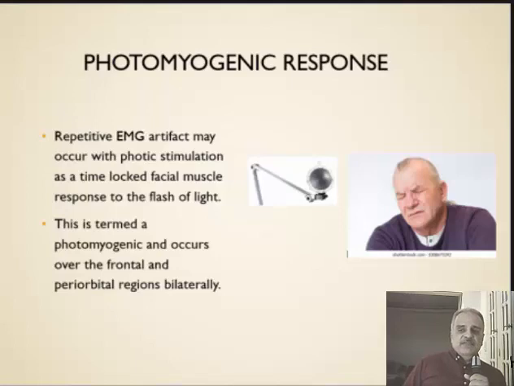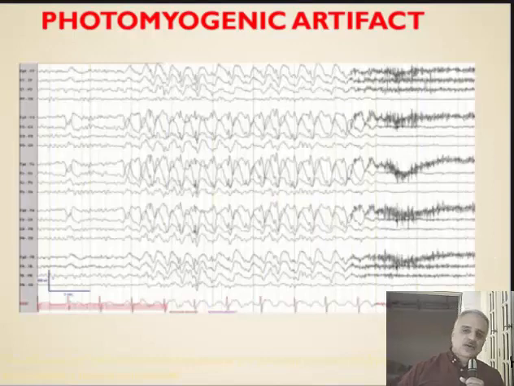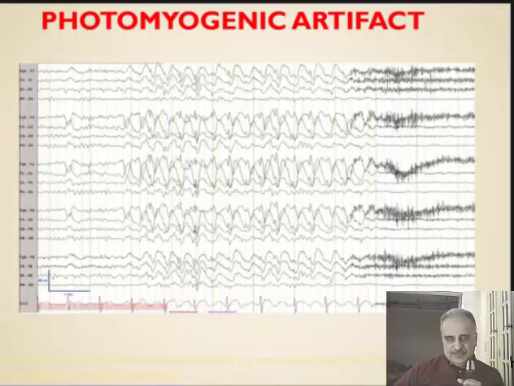This is another type of artifact that is found on exposure to sudden light, like those during the photic stimulation. Here, the orbicularis oculi and some other muscles of the forehead reactionally contract, giving bilateral anteriorly placed muscle artifact. They are usually associated with eye flutter-like artifacts locked to the photic stimulation.